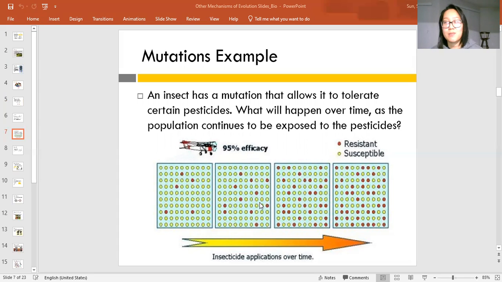No, because we know that some of the red ones are the resistant ones, and there are more red ones than before. So that means these red ones are definitely going to survive and reproduce even more. The gene pool of the next generation has even more red resistant genes in it, right? So more individual insects are resistant. And as this goes on year after year, you might even have a population that is completely resistant to this pesticide.